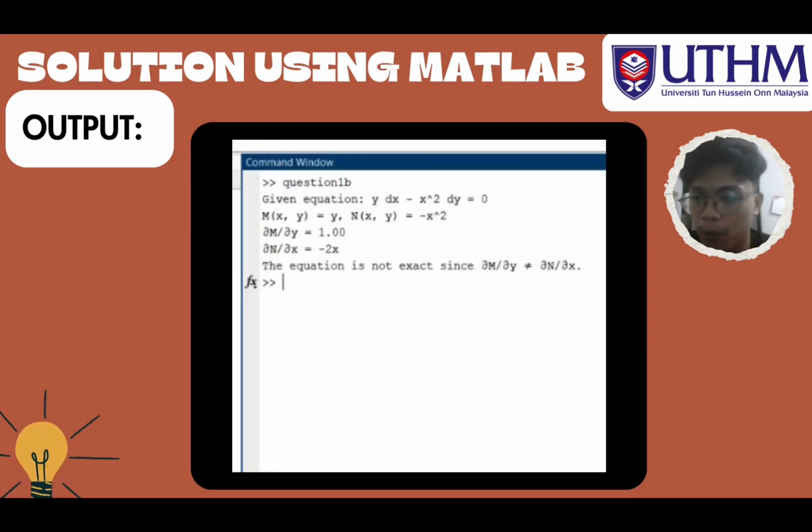For the output, when we run the script, we will get in the command window: equation 1b. Given equation is y dx minus x power of 2 dy equal to 0, M(x,y) equal to y, and N(x,y) equal to negative x power of 2. Delta M over delta y equal to 1.00, and delta N over delta x equal to negative 2x. And finally, we will get that the equation is not exact since delta M over delta y is not equal to delta N over delta x.